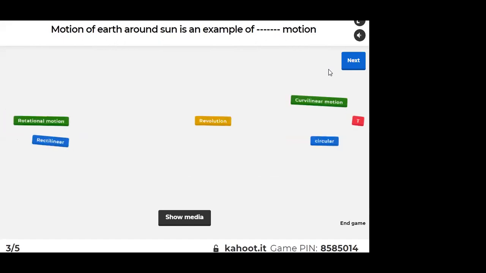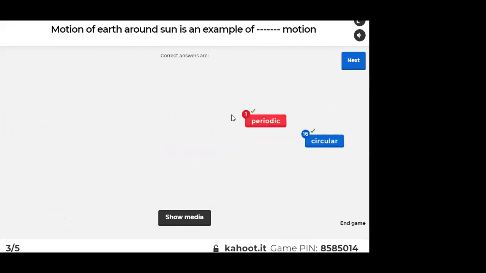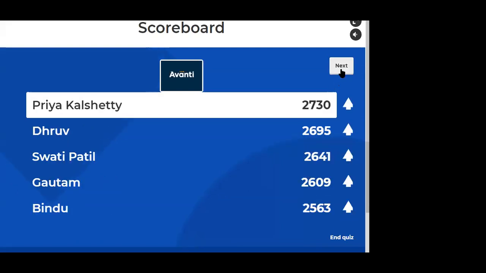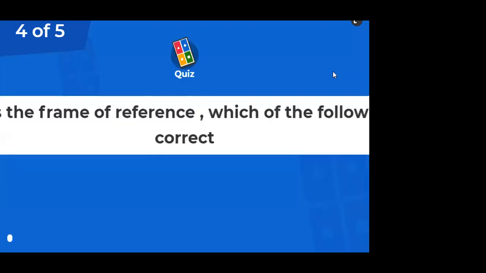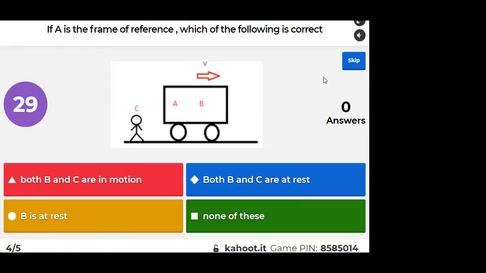Let us check. Spelling might be a mistake. So it is periodic motion, circular motion, right? Those who have written curvilinear motion, that is also correct. Revolution, again, revolution is a process. है ना? तुमसे पूछा कि motion कैसा है? Sir, I wrote circular only, sir. Sir, won't it be revolution motion? Revolution is a process. It is not a type of motion. Revolution is basically your circular or curvilinear motion only.